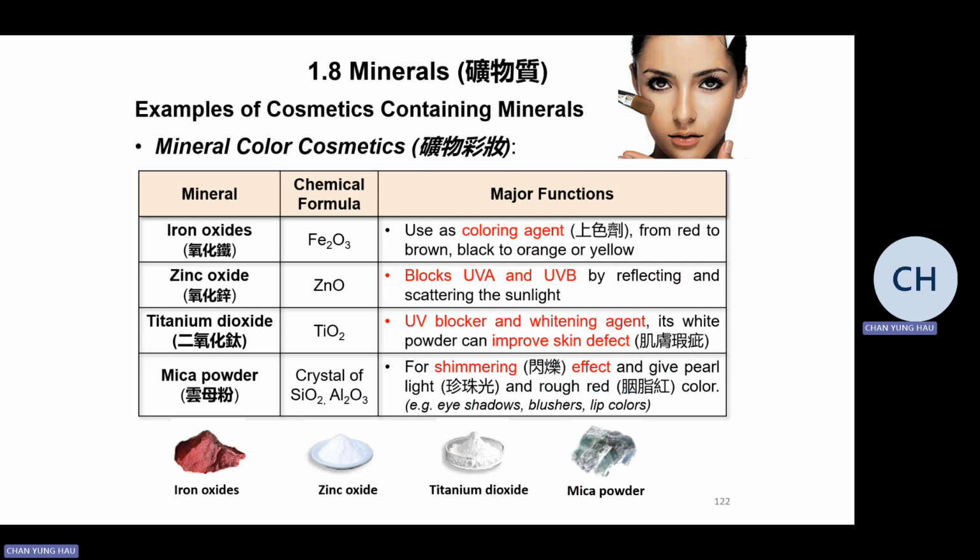So here are some common minerals that we use. Okay, for example, iron oxide is used as the coloring agent. Zinc oxide and titanium dioxide as the UVAB blocker, and the mica powder. Have you heard about that? It's for the shimmering effect. Okay, so for example, that will give you a pearl light. And also the rouge red color, so that will be commonly used, mica powder, used in the eyeshadow, blusher and lip color.